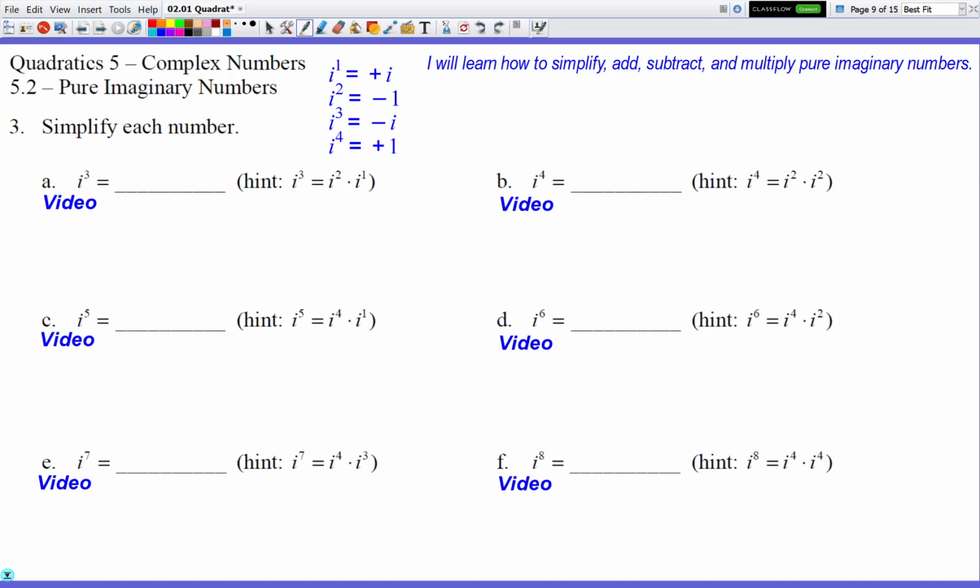Let's go to the next one. Okay, so now it's going to start getting trickier. So I'm going to give you more conversions. It's like when you have money, right?